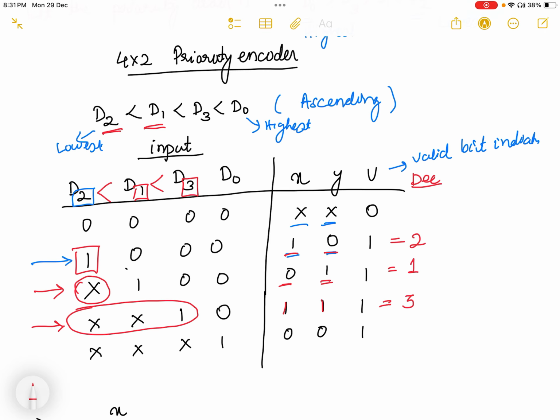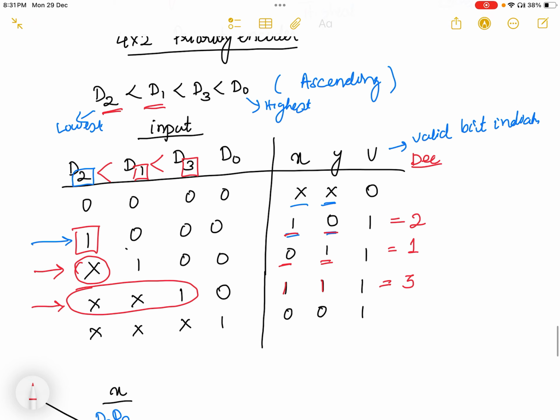So if D3 equal to 1, D1 and D2 may be 0 0, maybe 1 1, maybe 1 0, any value I will put here. That's why I wrote here don't care. So I'll get output 3.